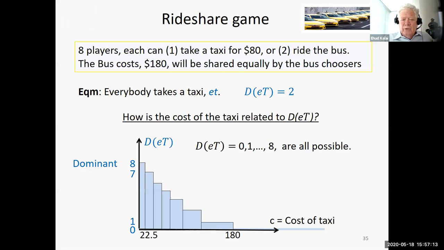and I want to show you that the defection index should go down naturally as you change the taxi cost. If the taxi was free, then everybody on the taxi would be a dominant strategy, and everybody on the taxi would have a defection index of 8. If the taxi costs more than the bus alone, more than $180, then it has zero stability, sustainability property. But the point is that as we vary the cost of the taxi, we will see all the various levels of the index changing.